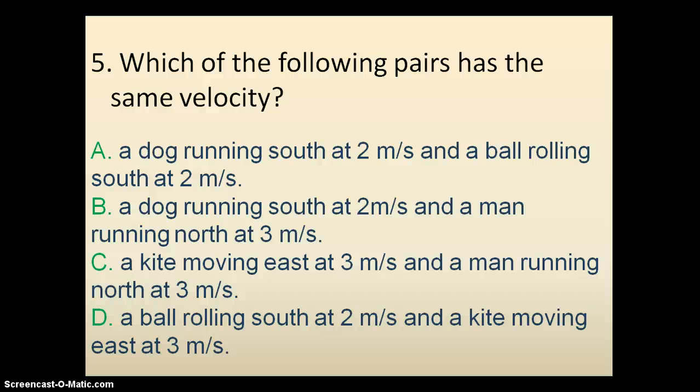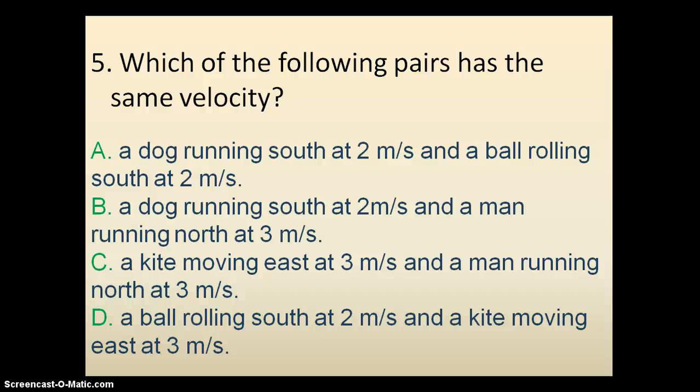Number 5. Which of the following pairs has the same velocity? Now remember, velocity is speed and direction. So look at all answer choices A, B, C, D and see which one has the same direction and the same speed.